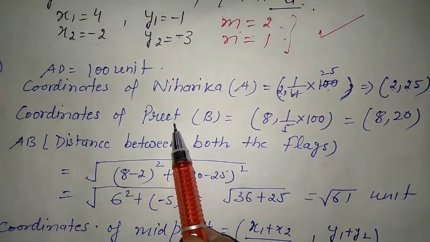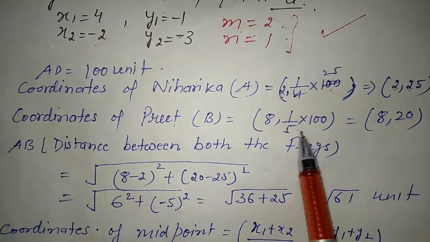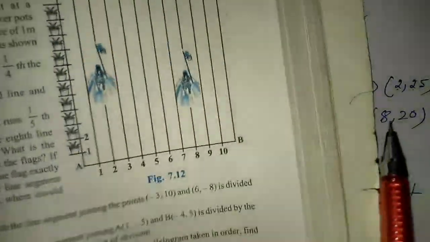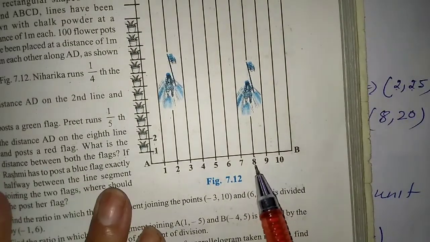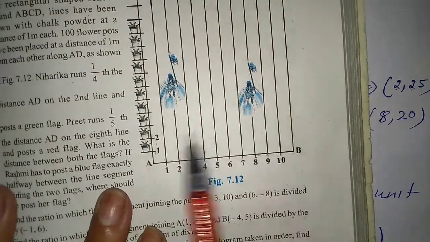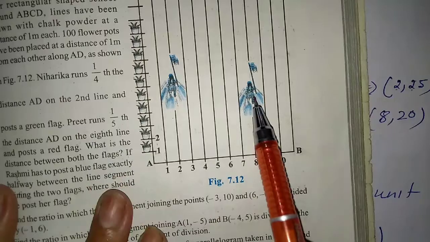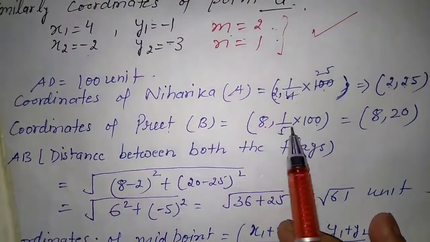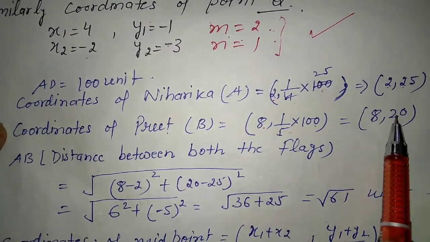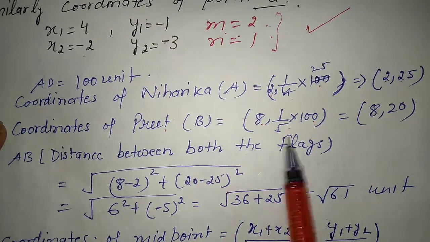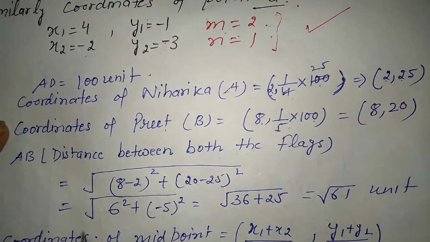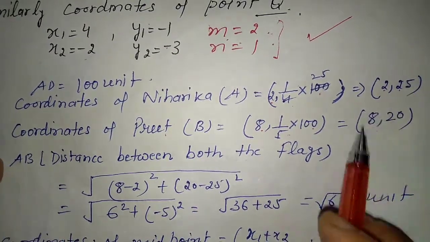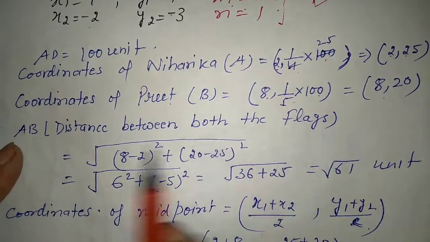Similarly, the coordinates of Preet. It is given 1/5 of AD, on the 8th line. This is Preet, on the 8th line. This is the 8th point, and it is given 1/5 of the distance of AD. So we have found here 8 and 20. Now we have to find the distance between the two flags. Here AB is the distance between the two flags, suppose.